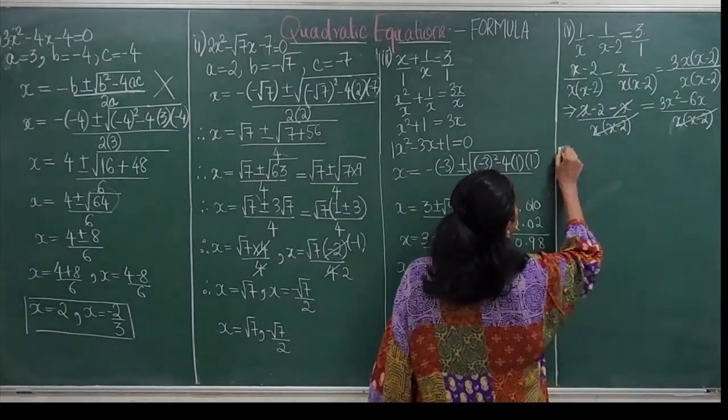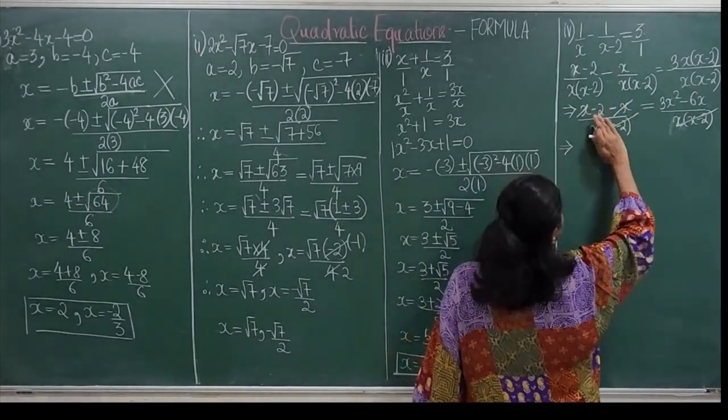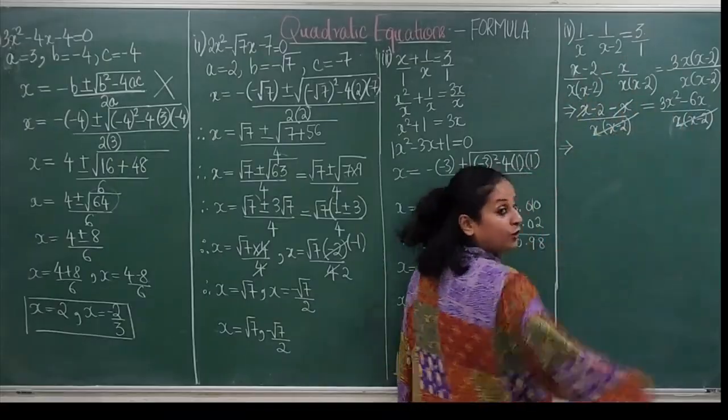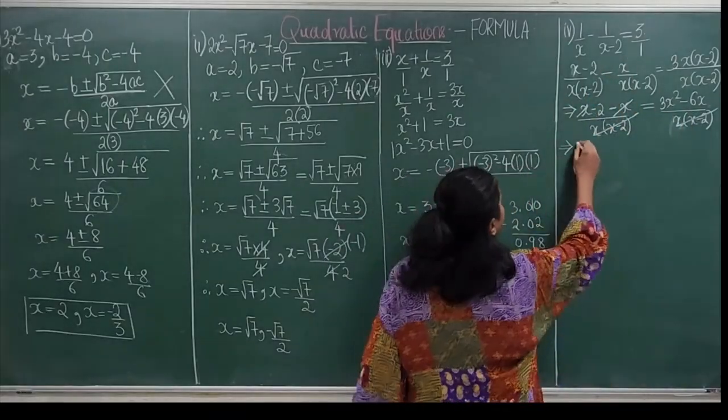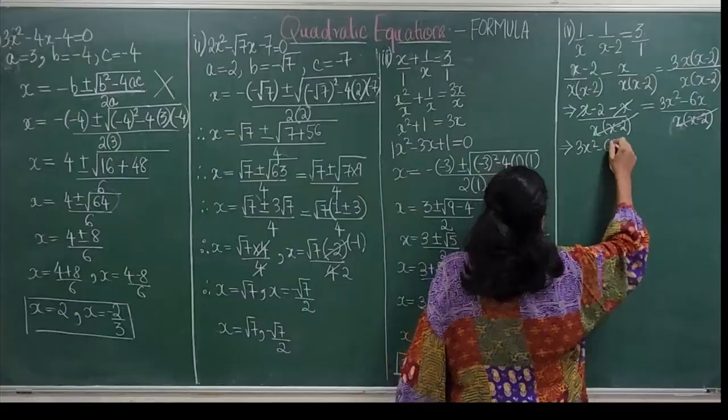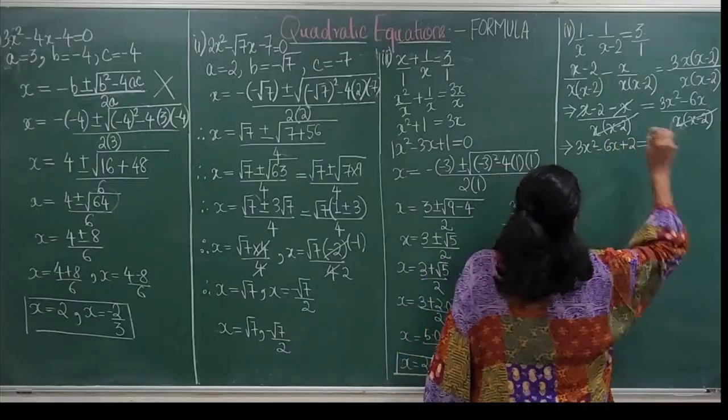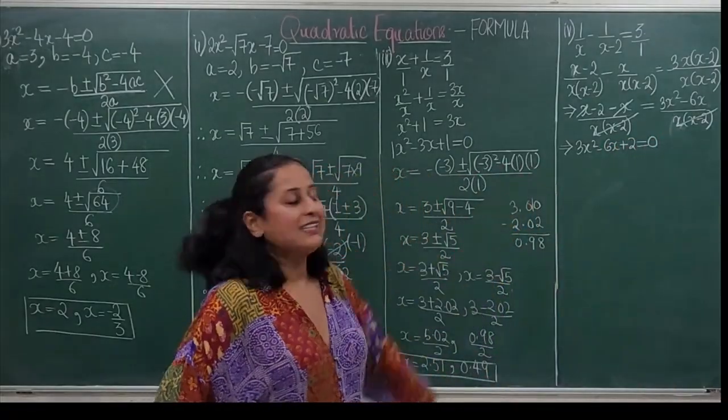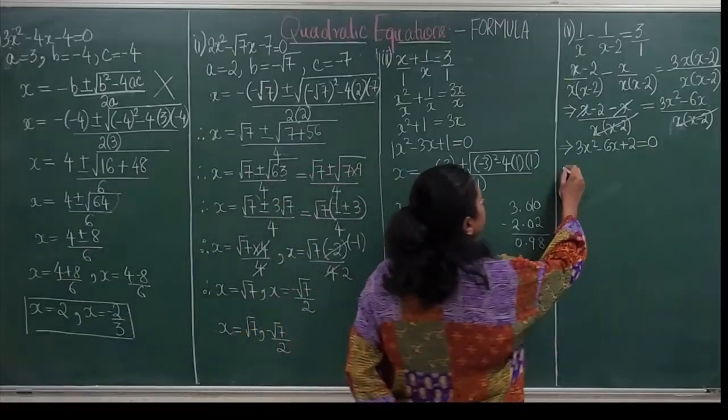So what is our equation now? Our equation is, sending minus 2 to the other side and keeping 0 here, 3x square minus 6x plus 2 is equal to 0. Now we have reached our standard equation. Now let's find the value of x.